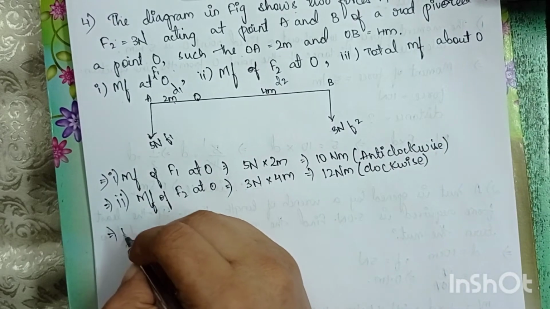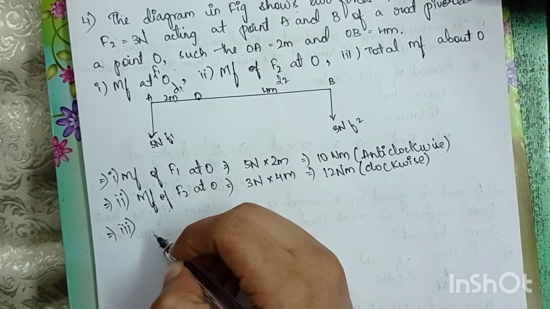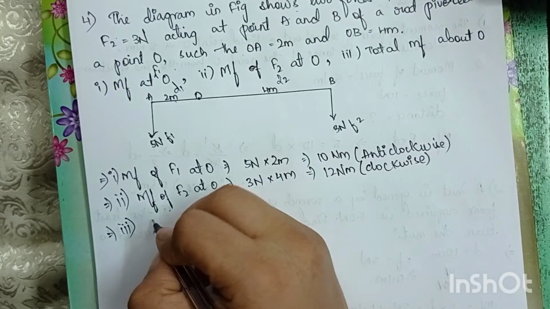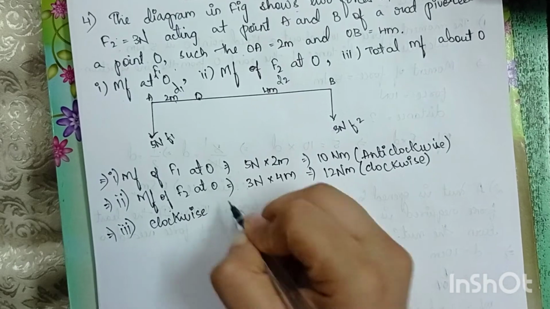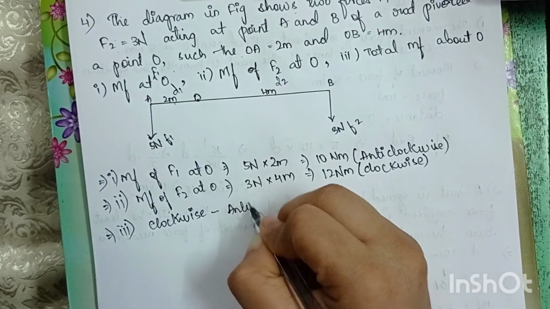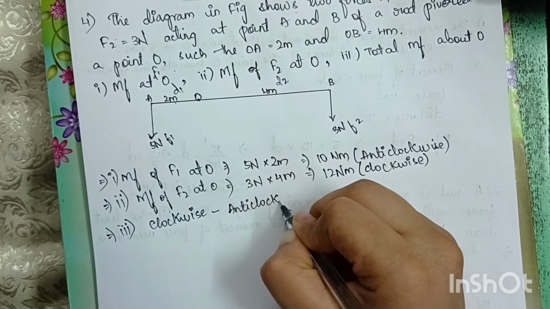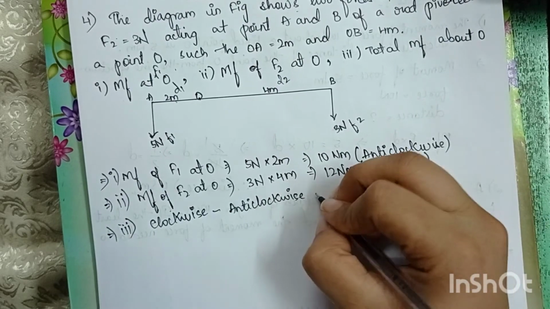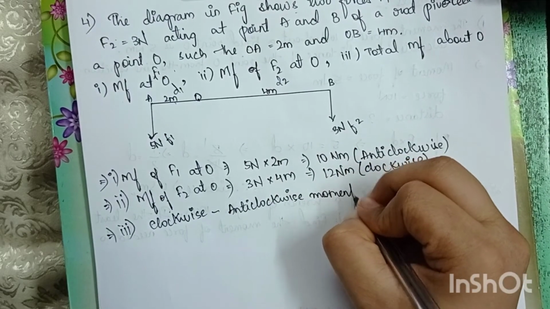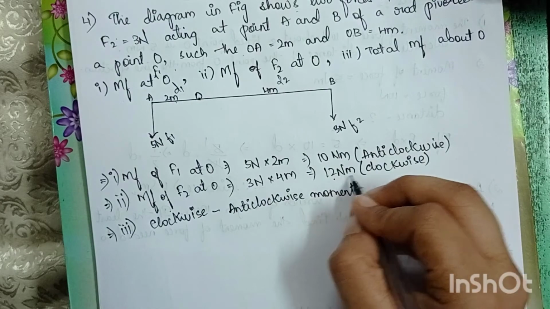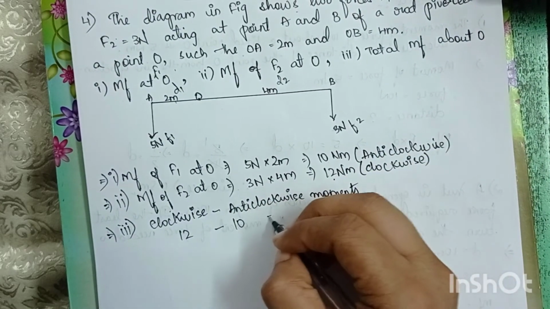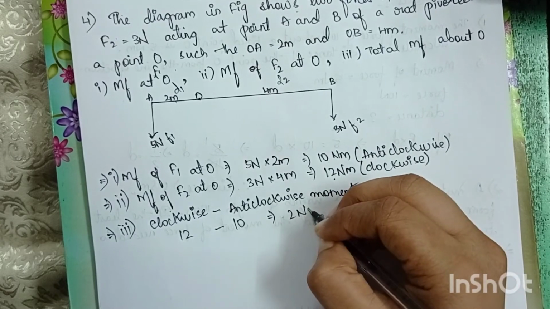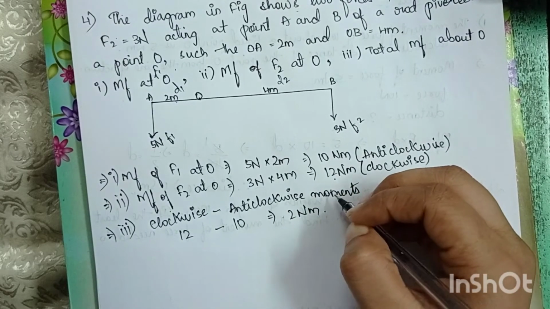And the third thing, we need to find the total moment of forces about O. So total moment of forces we should calculate by clockwise minus anti-clockwise moments. Our clockwise moment is 12 Newton meter, so we will write 12 minus anti-clockwise 10, which is 2 Newton meter. So we got the fourth answer also.